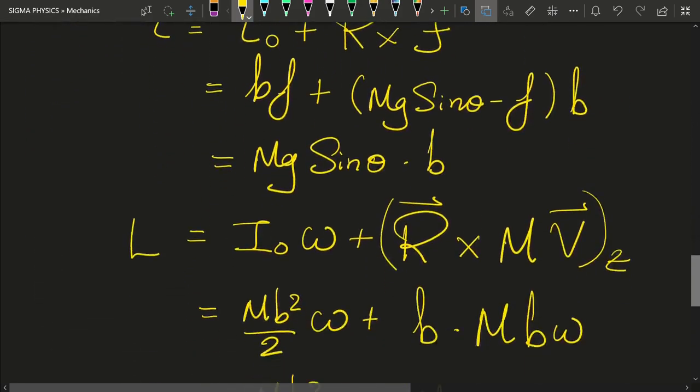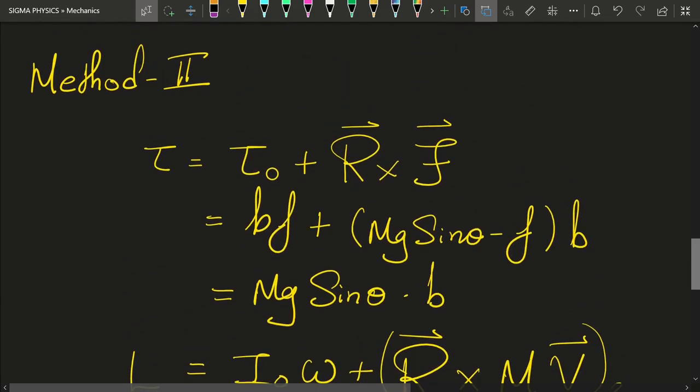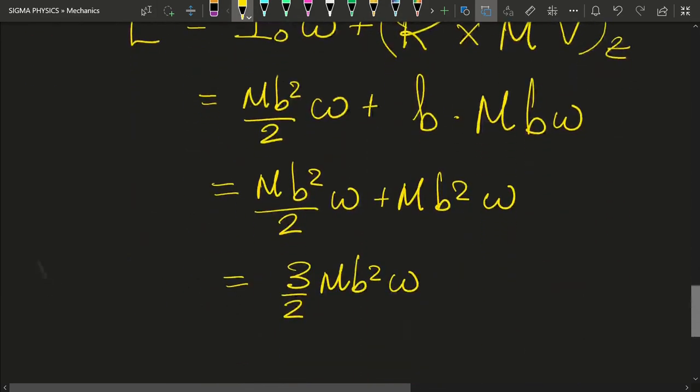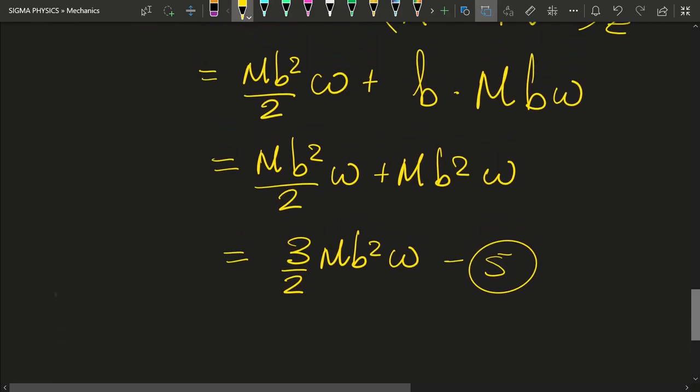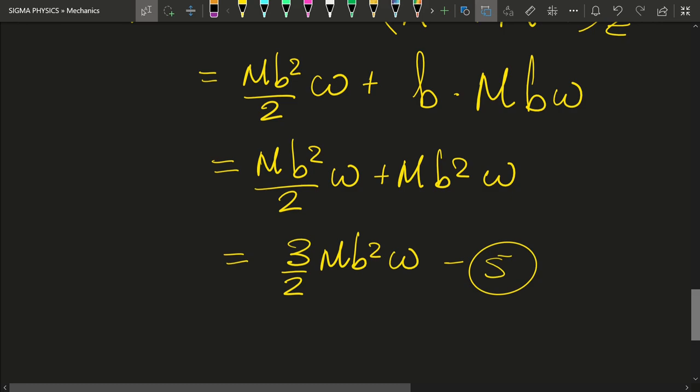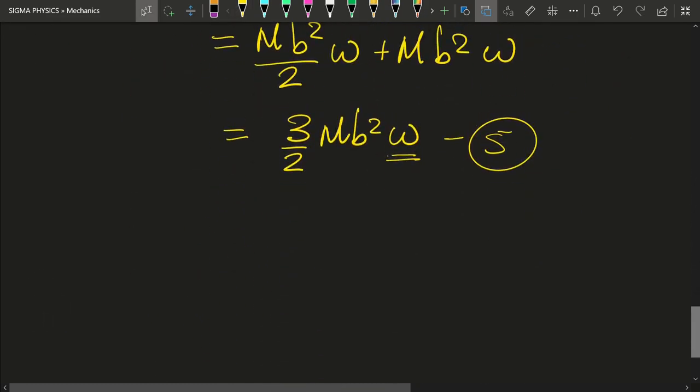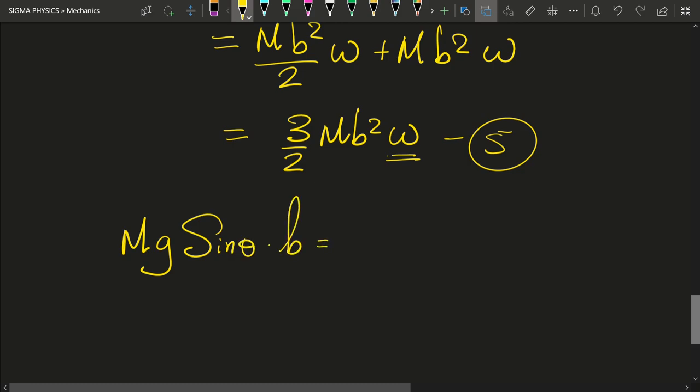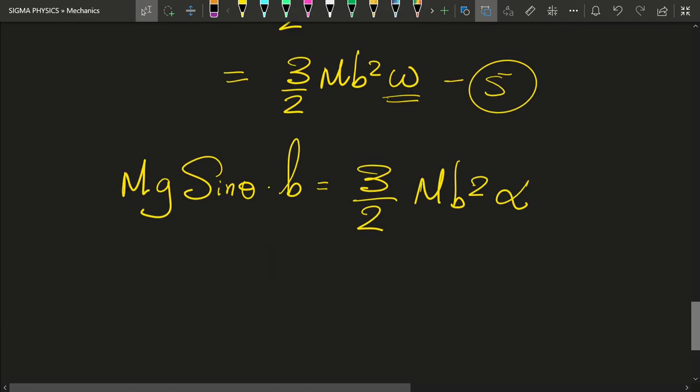Now, as you know, torque is the rate of change of angular momentum, and hence if we compare equation number 4 with equation number 5, then equation number 4 should be the time derivative of equation number 5, and here all this is a constant. What varies is omega. So what is the time derivative of omega? Which is alpha, and hence what we are left with is mg sin theta into b is going to be equal to 3 by 2 mb squared alpha, because the time derivative of omega is alpha, and hence what we can do is we can find alpha.